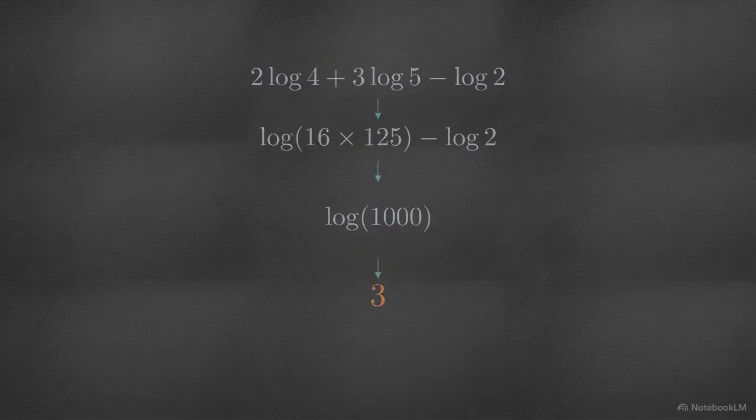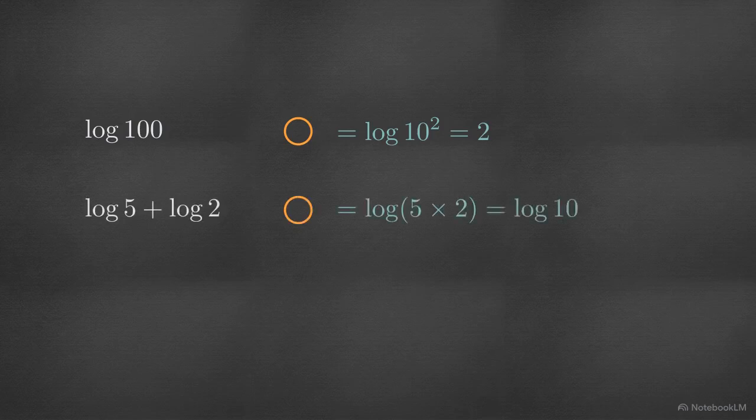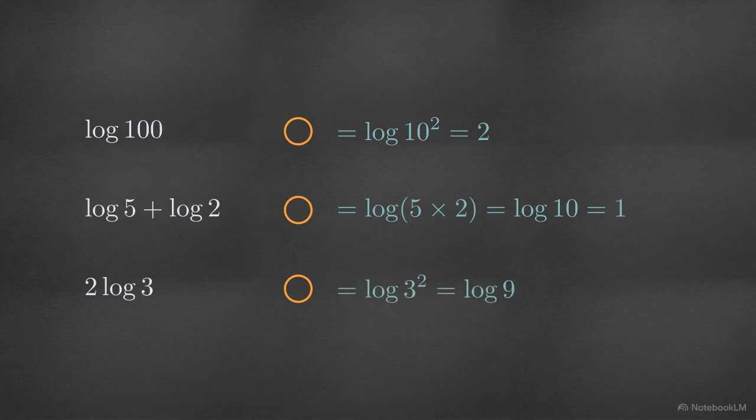Quiz time. Evaluate log 100. 10 squared means the answer is 2. Next, log 5 plus log 2. Addition means multiplication, becoming log 10, equaling 1. Finally, 2 log 3. Move the 2 up, giving log 3 squared, which is log 9.